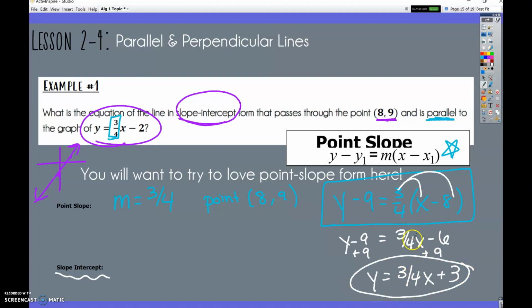This line is parallel, as we note the slopes are the same, and starts at a positive 3 on the y-intercept instead of a negative 2. We have created a parallel line that goes through 8, 9.